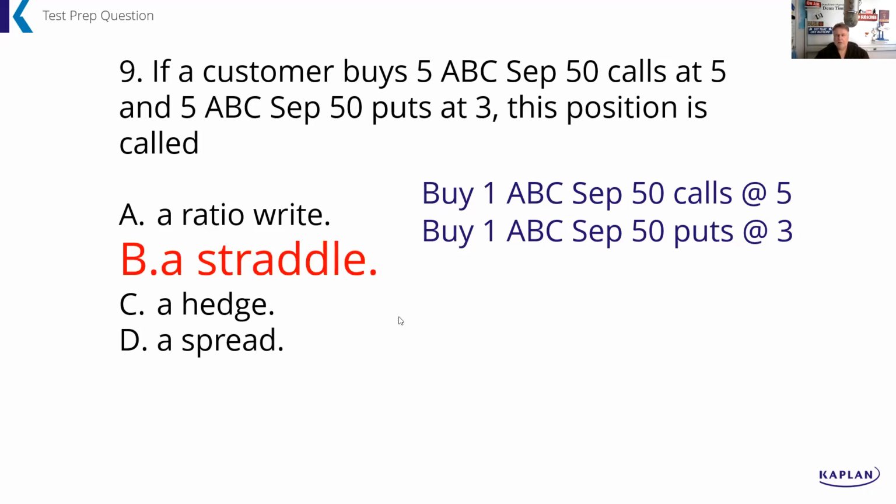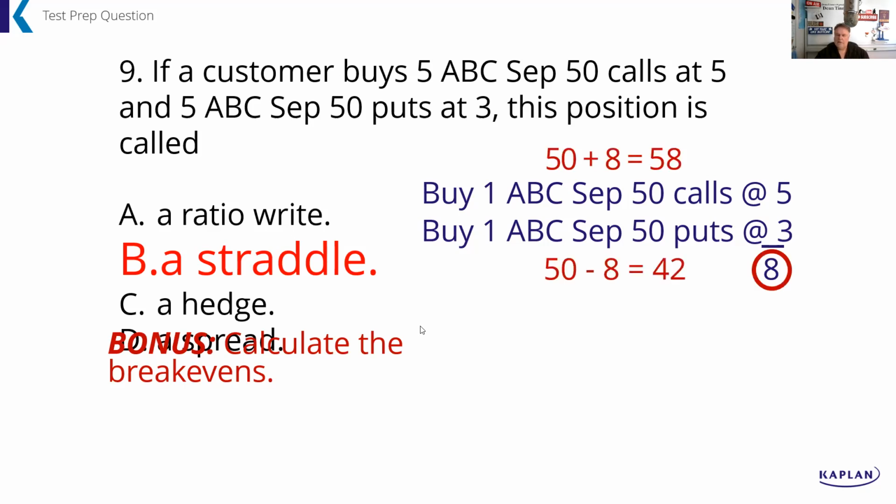And then when you use it, we're going to buy a straddle. We're expecting volatility. We just calculated the breakevens, which was 58, that's our upside breakeven, and 42 is our downside breakeven.